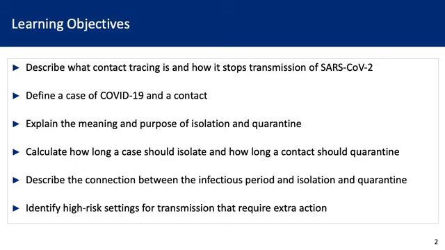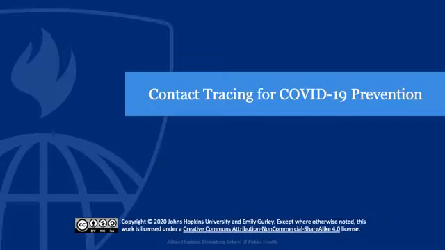You should be able to calculate how long a case should isolate and how long a contact should quarantine based on what we know about the infectious period. You should be able to describe the connection between the infectious period and isolation and quarantine. And importantly, you should also be able to identify high-risk settings for transmission that might require extra action beyond regular contact tracing efforts. So let's talk now about contact tracing and how it's used for COVID-19 prevention.